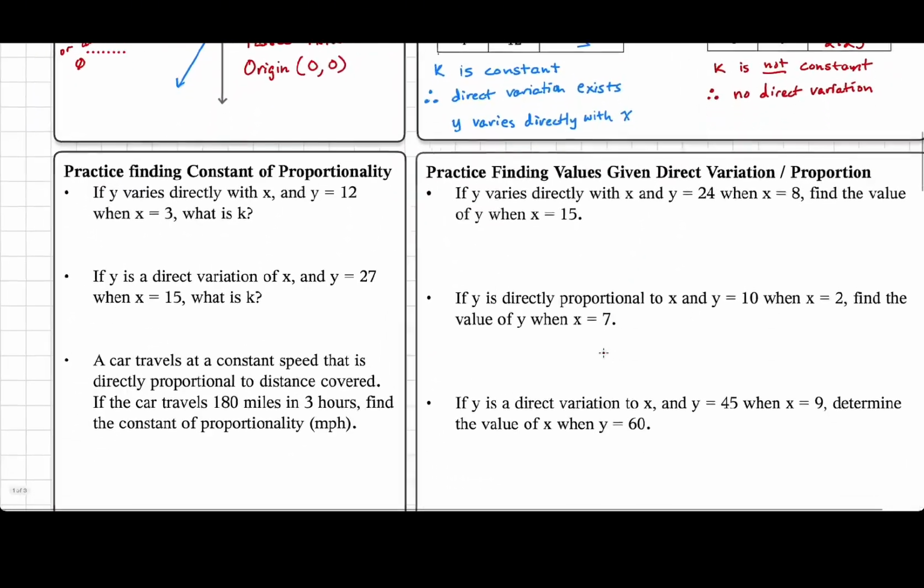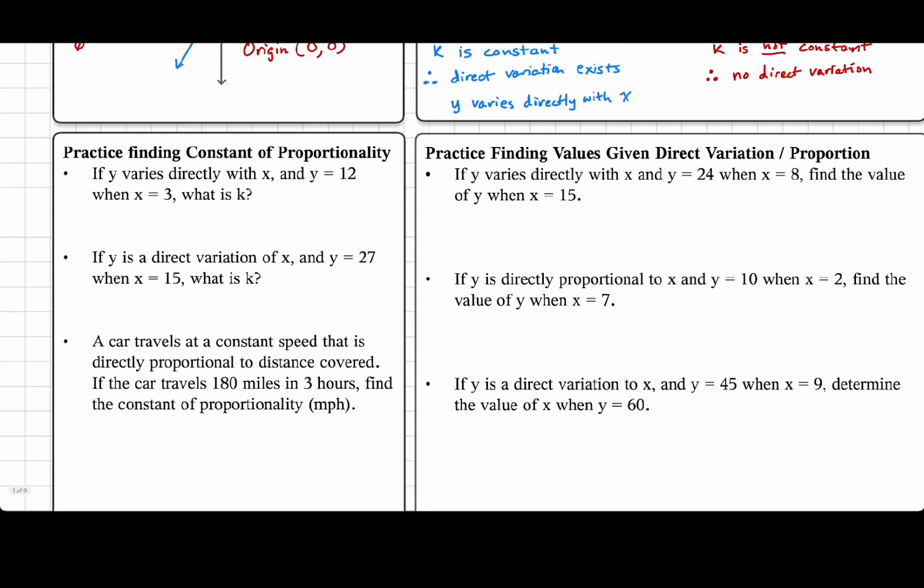Okay, so let's practice finding first our constant of proportionality, because in order to solve for unknown values, you need your k value first. So we're going to find the constant of proportionality. If y varies directly with x and y is equal to 12 when x is 3, what is k?